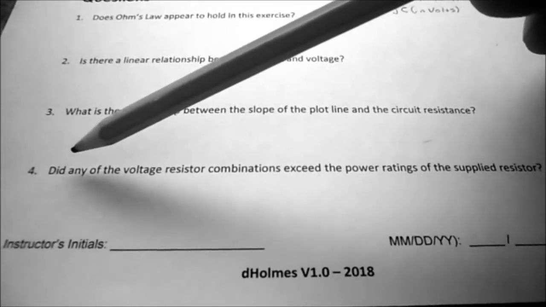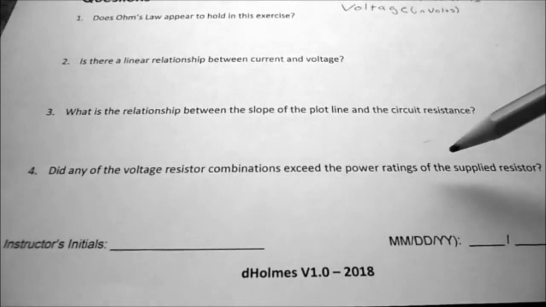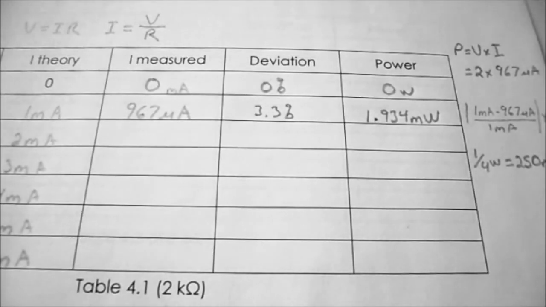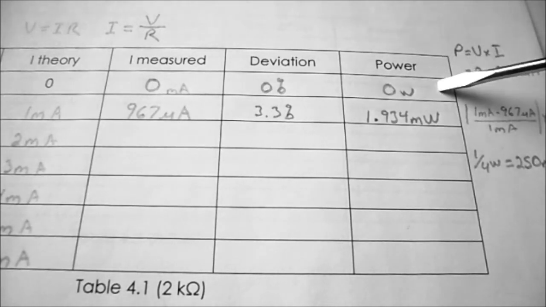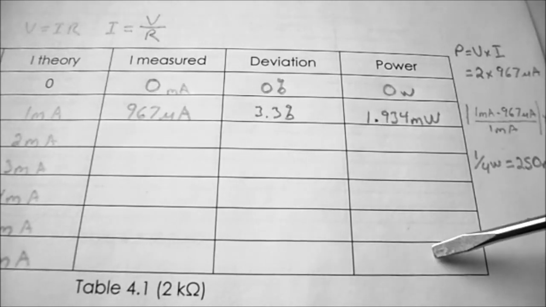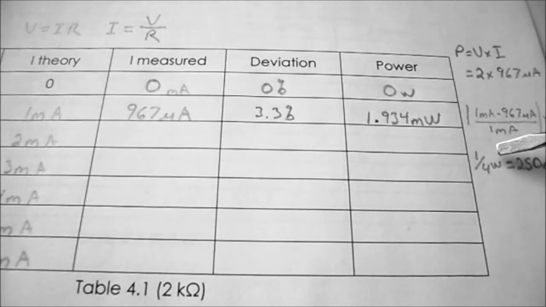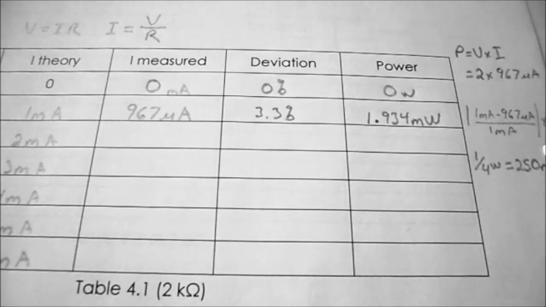And the last question, did any of the voltage resistor combinations exceed the power ratings of the supplied resistor? So to find out if any of our voltage resistor combinations exceeded the power ratings of the supplied resistors, you're going to have to do the calculations on each of the table and make sure that none of the power dissipated by the resistor exceeded 1/4 watt or 250 milliwatts.